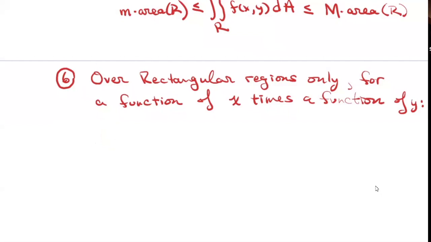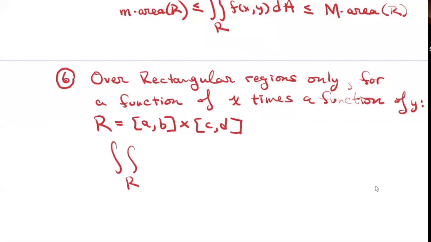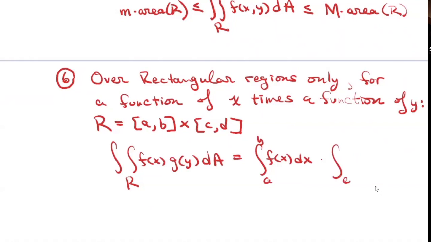So R is like the interval from A to B on X cross the interval C to D on Y. Okay, so now I can say double integral over R of f of x times g of y. So a function of x times a function of y is the idea. And you can just do this. You can say it's the integral from A to B of f of x dx times the integral from C to D of g of y dy. So that's crazy. But it totally makes sense when you see the logic behind it.